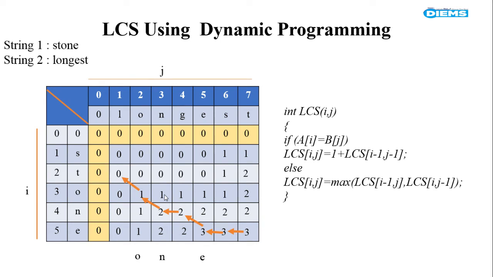I am considering m as the number of characters in the first string and n as the number of characters in the second string. So I hope that this particular concept is clear: how we can solve the LCS problem by using recursion and by using dynamic programming.